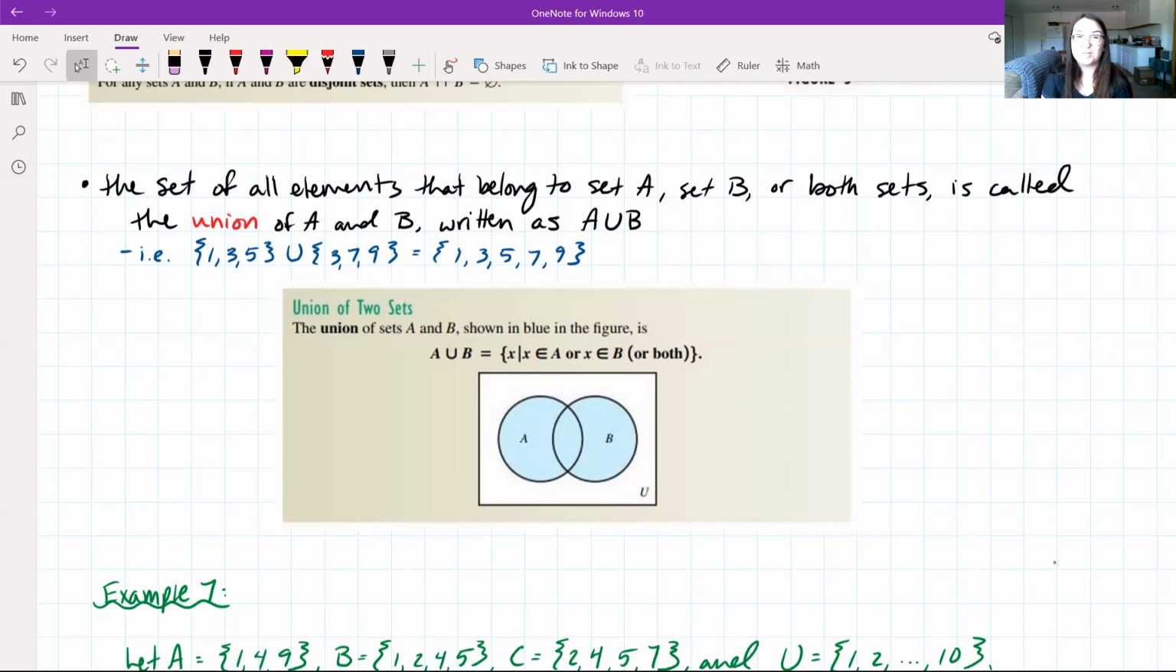So in terms of Venn diagrams, we have the union of two sets, or the union of sets A and B, shown in blue in the figure. So we have our universal set, our sets A and B. We have A union B is equal to X that has the property where X is in A, or X is in B, or X is in both. So it's just all the elements contained in A and B.